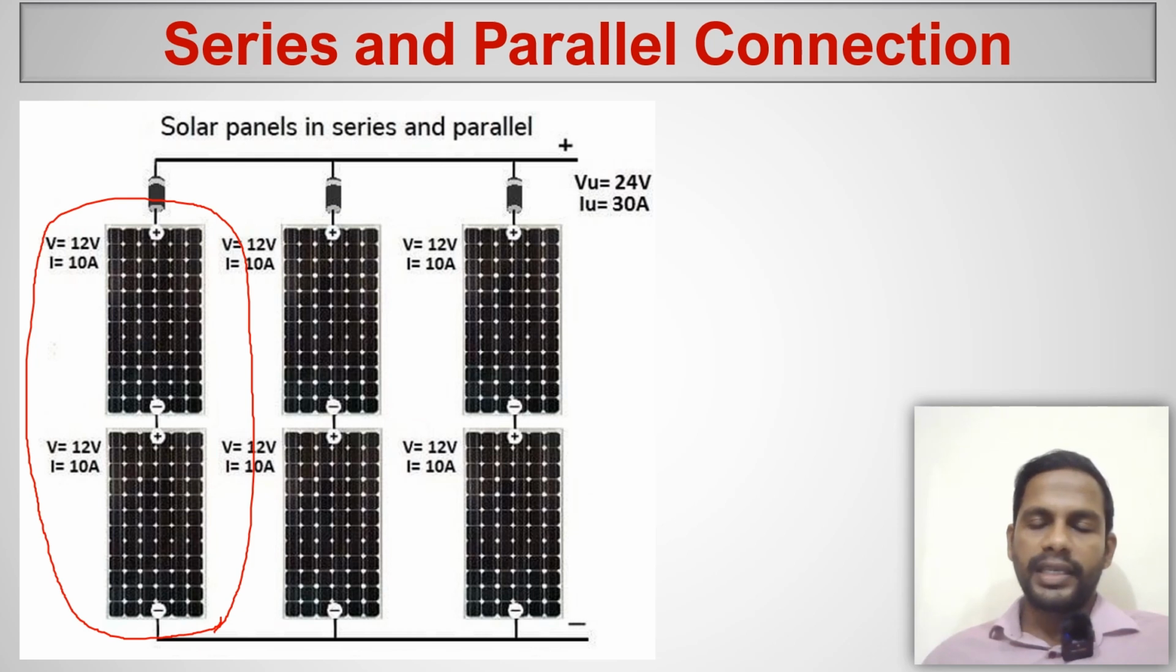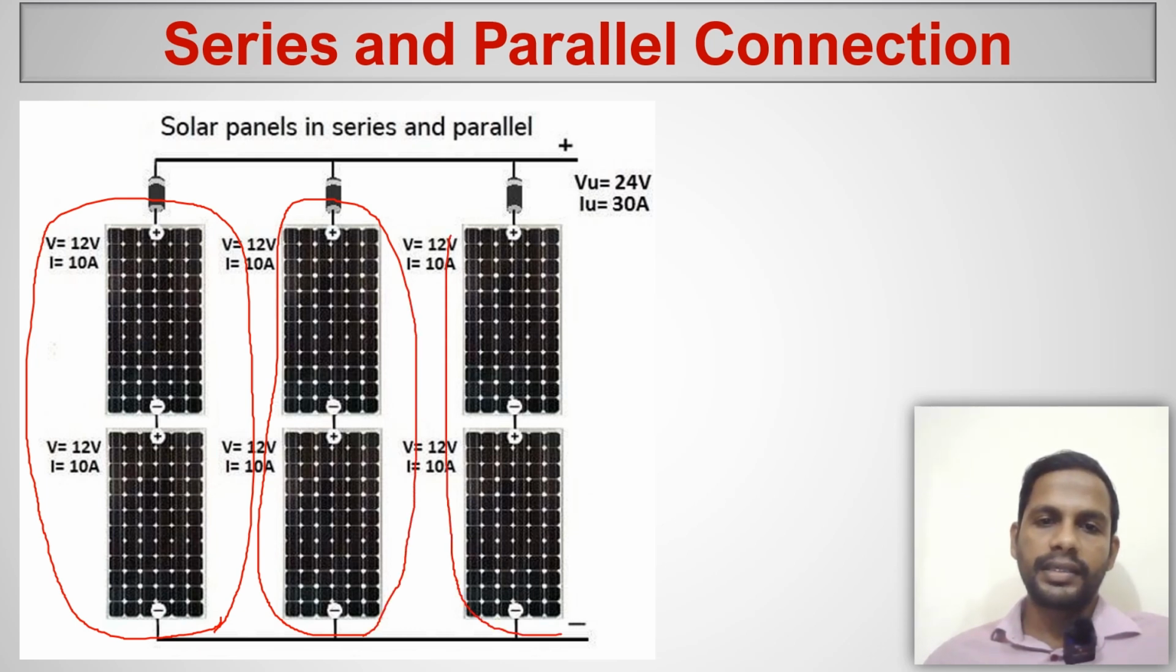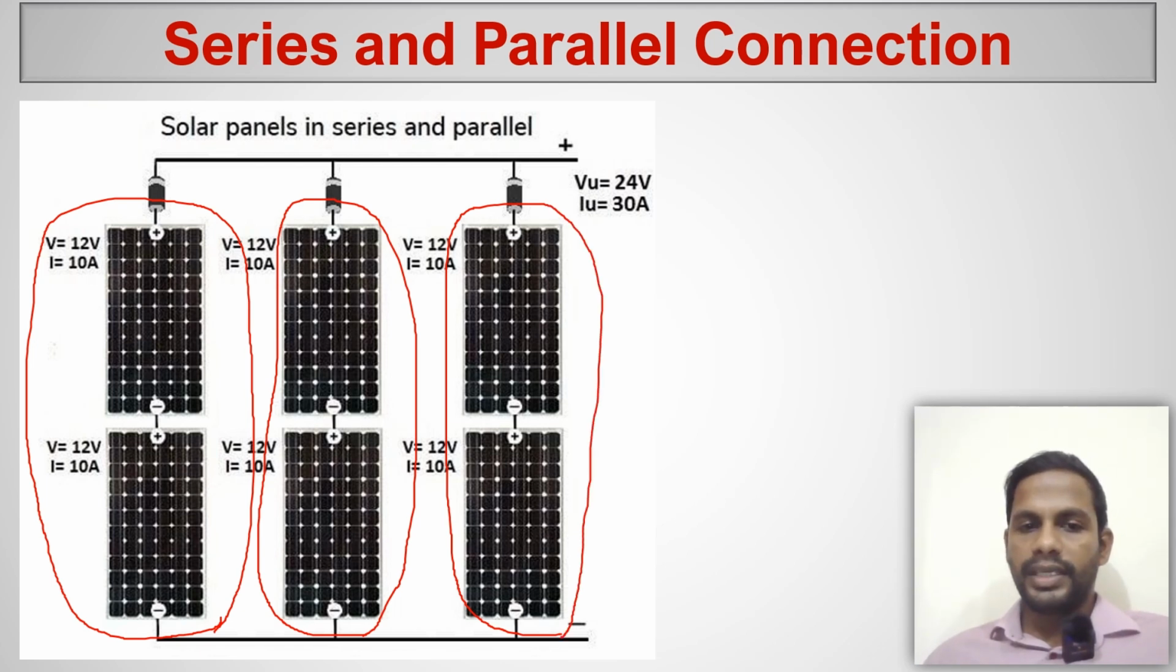12 volts, 10 amperes, series connected. And this is another string, and this is another string. It means we have three strings connected in parallel. Each module has 12 volts, 10 amperes. It means each string has 24 volts, 10 amperes.